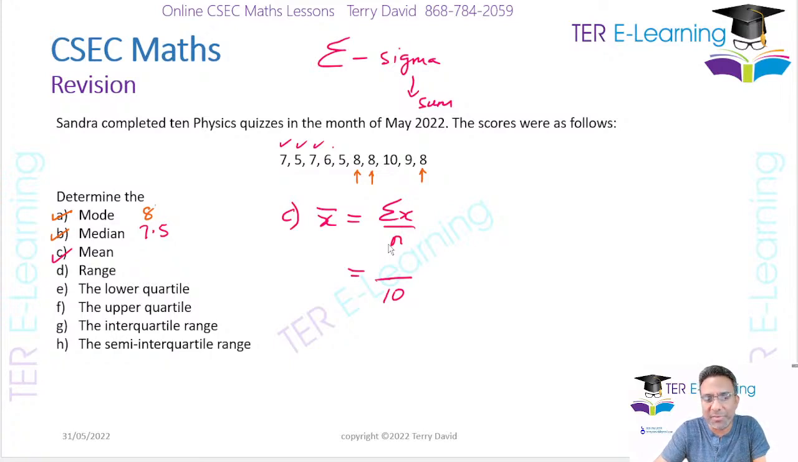So you're going to add up all of those numbers and divide by 10. Just add it up for me so I can double check my answer. 7 plus 5 plus 7 plus 6 plus 5 plus 8 plus 8 plus 10 plus 9 plus 8.